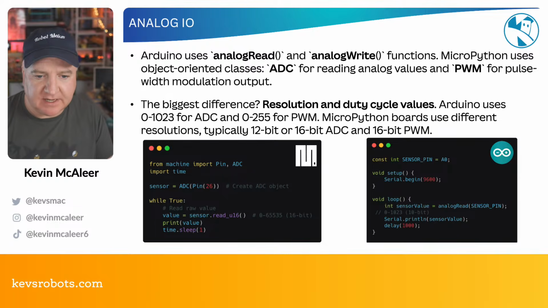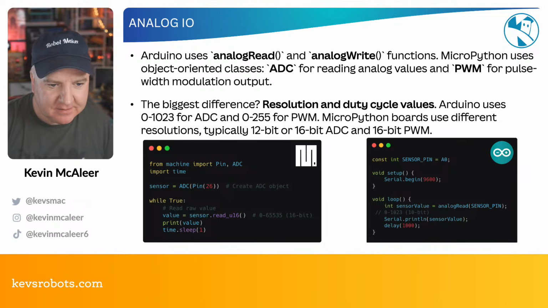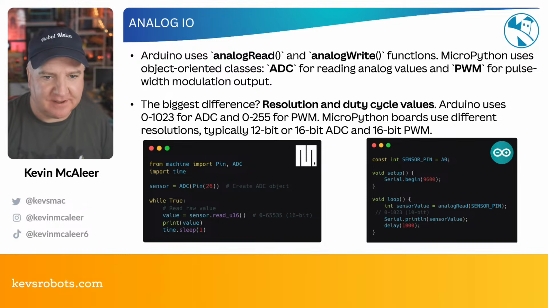On the Arduino side, we can see we've got the void loop. We have int sensorValue equals analogRead(sensorPin), which we defined up in the setup function a bit earlier. And then we can print out that value. So they do the same kind of things, we just get a different range of values in there. Typically with analogRead, you get a value between 0 and 1023. So just another little difference there.